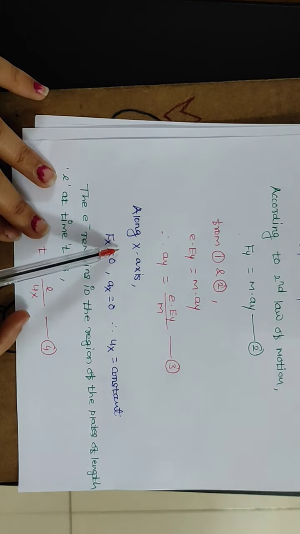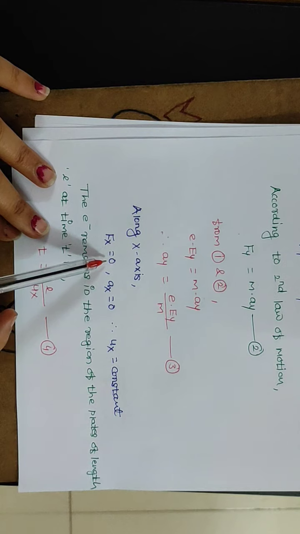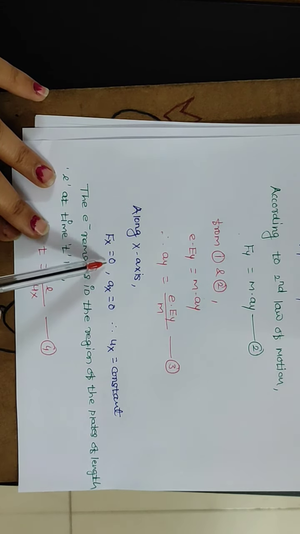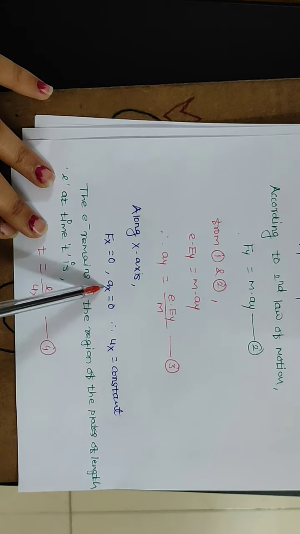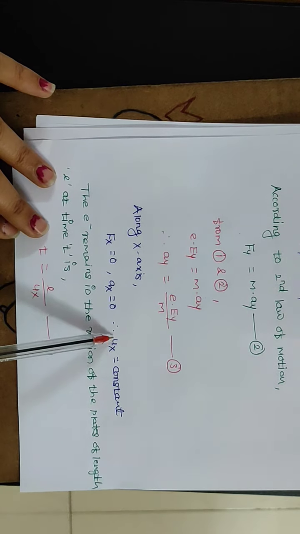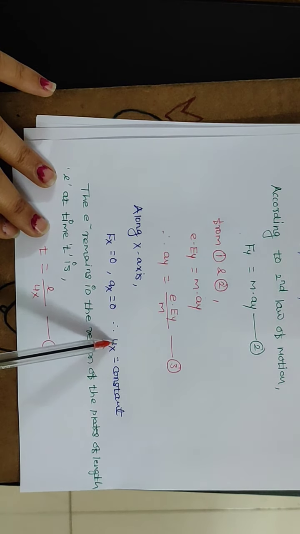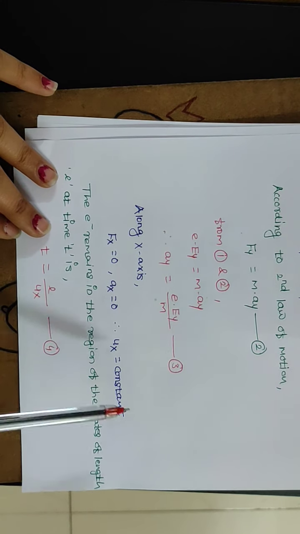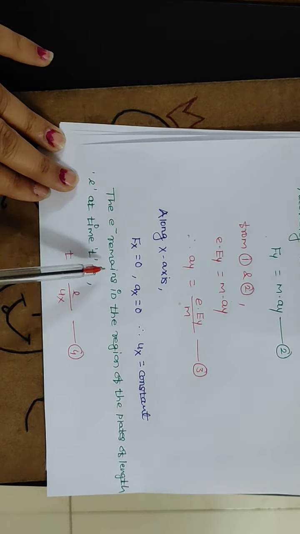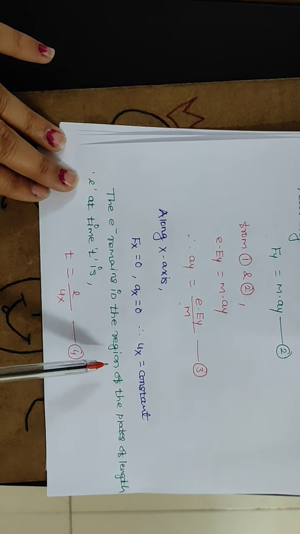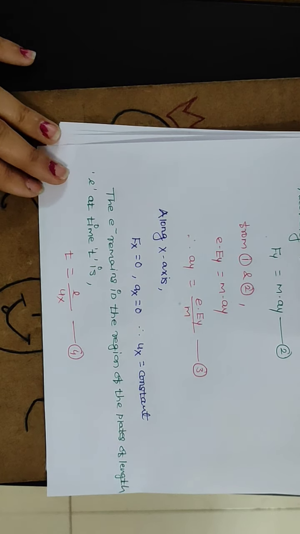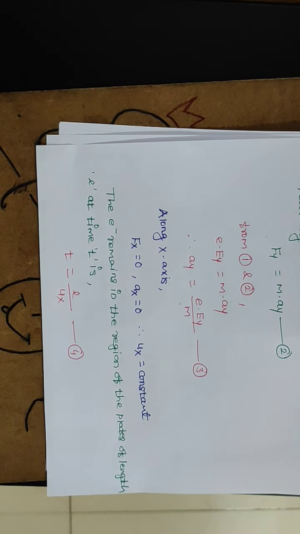Now along the x-axis, what happens? Fx is equal to 0 because there is no force acting along the x-axis, and therefore Fx is 0. The acceleration along the x-axis is also 0, and therefore we can write Ax is equal to 0. Now the initial velocity along the x-axis is constant. Now the electron remains in the region of the plate of length L for time t is equal to L upon ux.